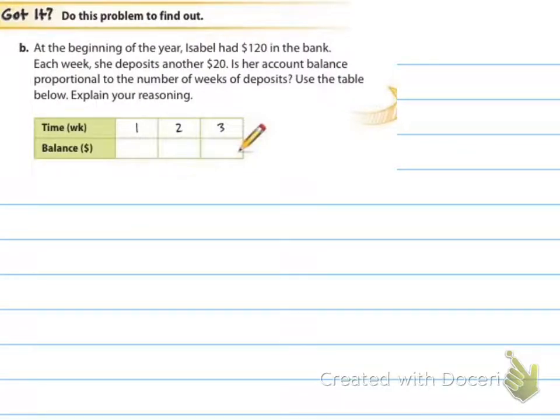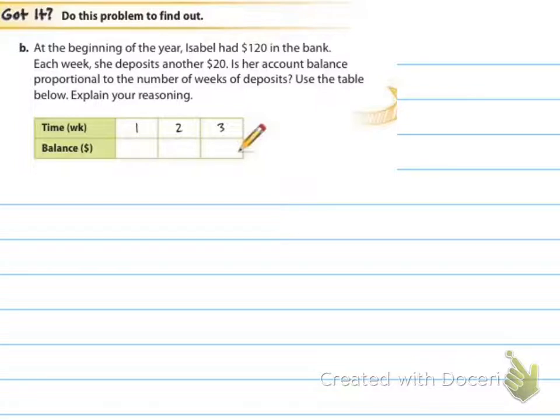All right, so you're going to do this one. It says at the beginning of the year, Isabel had $120 in the bank, and each week she deposits another $20 in her account balance. Is her account balance proportional to the number of weeks of deposits? Use the table below and explain your reasoning. This is a great one. Think about it, not how much is she depositing, but what is the balance each week. So at the beginning of the year, she had $120 in the bank, and each week she's putting in $20. So I want you to pause the video, try and figure that out for yourself and explain your reasoning. And when we come back, I'll walk through it with you.